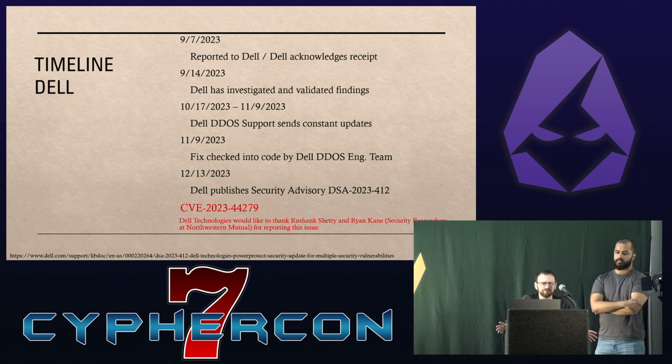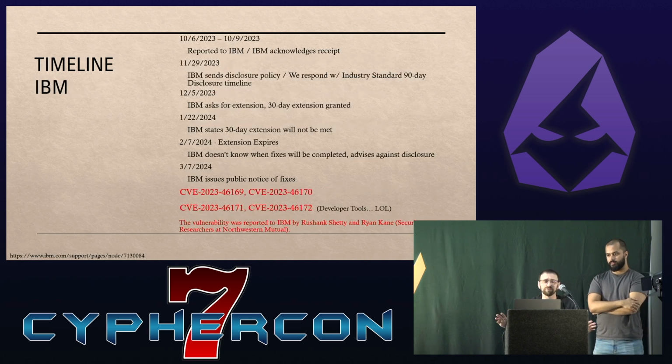So a quick timeline. We reported our finding to Dell in September of last year. They reported back to us a lot. They were really communicative. They got back to us with their fix in December, granted 1 CVE. And then the timeline for IBM was that we reported to them in October of last year, and eventually they rolled out their fix in March of this year, so just last month. They granted us 4 CVEs, including the developer tools one.